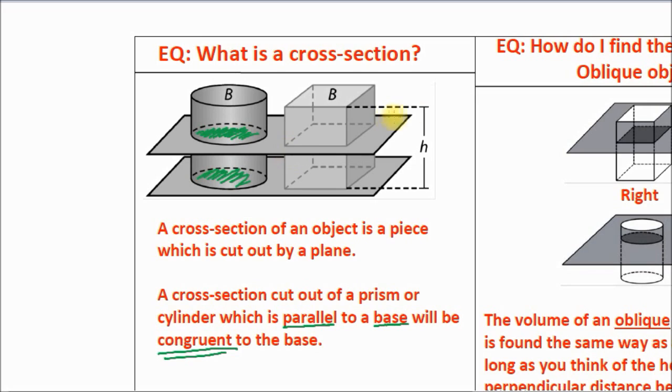And the same thing for this rectangular prism. If I decided that was going to be my base, then this slice that is cut out by a plane which is parallel to the base is going to be congruent to the base, the exact same size as the base. So that covers the basics of what a cross section is.